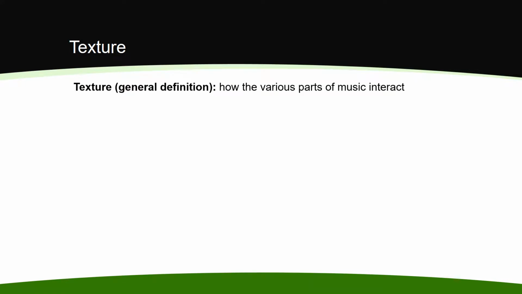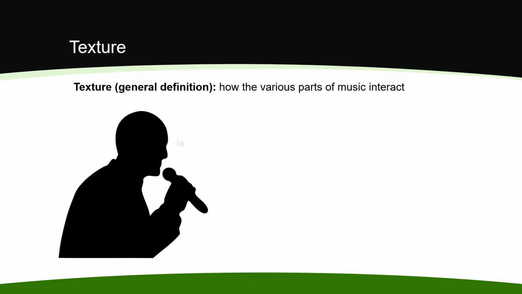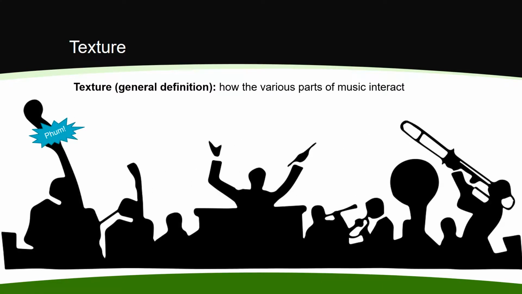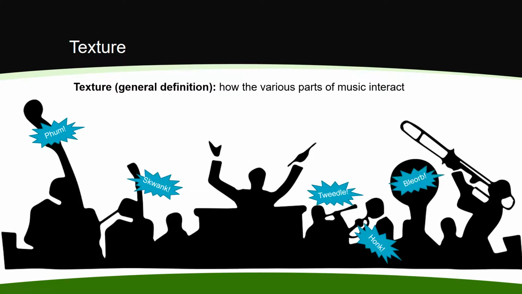In the very first module, you learned that texture, in general, refers to how the various parts of the music interact. You learned that texture can be thin, like a single melody being sung by one person, or dense, like an entire orchestra playing at the same time. In this module, you will learn about the three main types of texture in music.